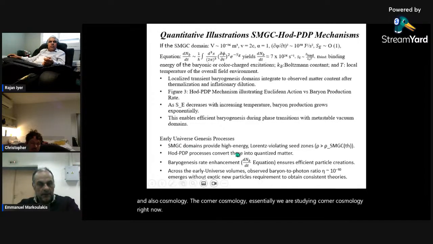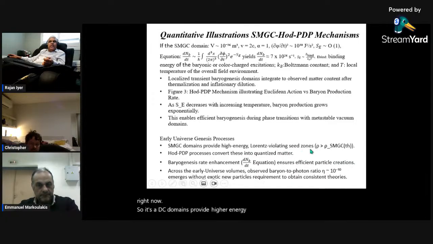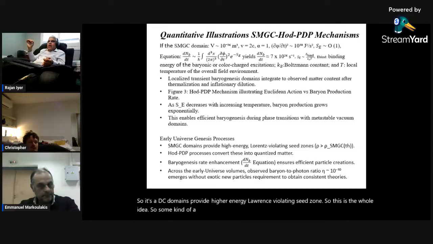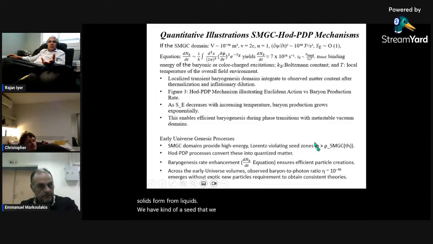So SMGC domains provide high energy Lorentz violating seed zones. So this is the whole idea. Some kind of a seed is formed, like I said, by analogy to material science, how solids form from liquids. We have kind of a seed that we use in single crystal growth for all our electronic materials. So seed zones, but these seed zones are Lorentz violating ones.